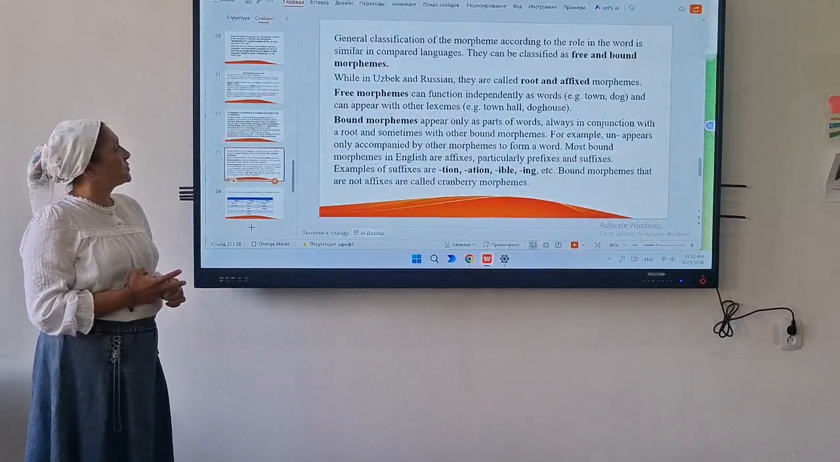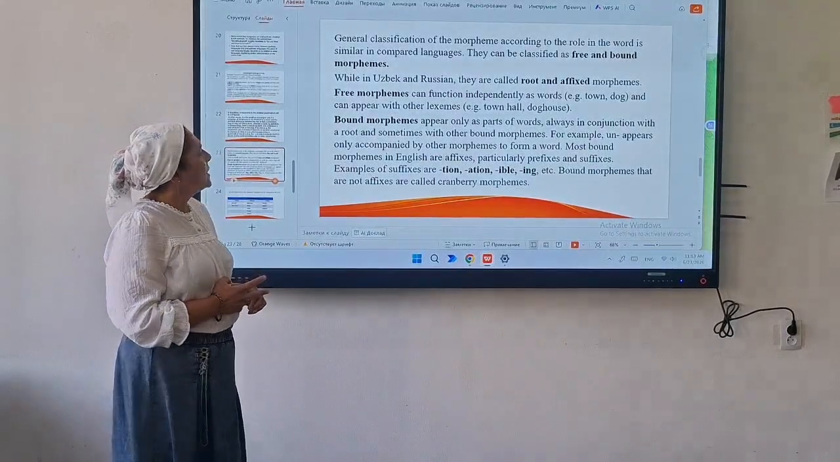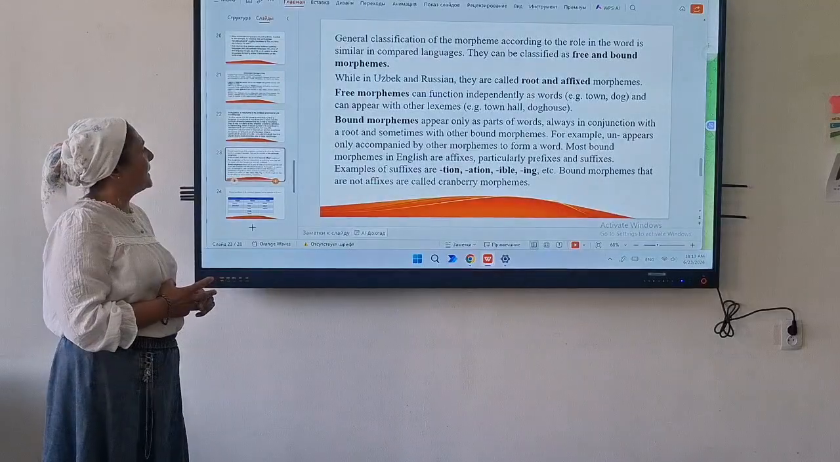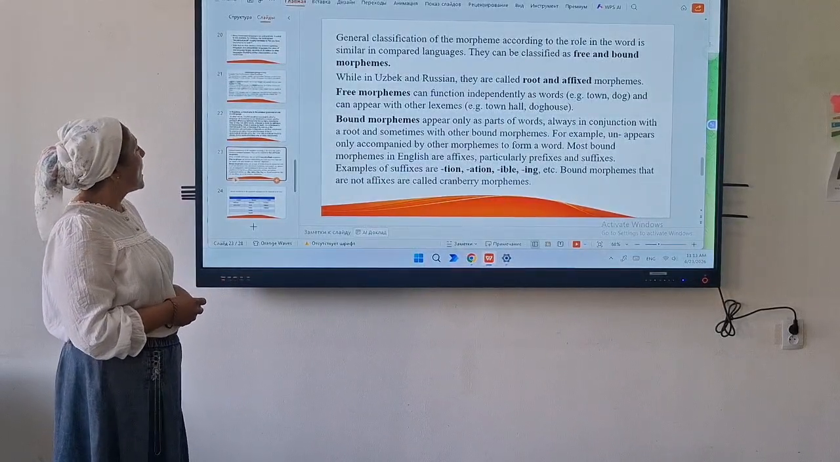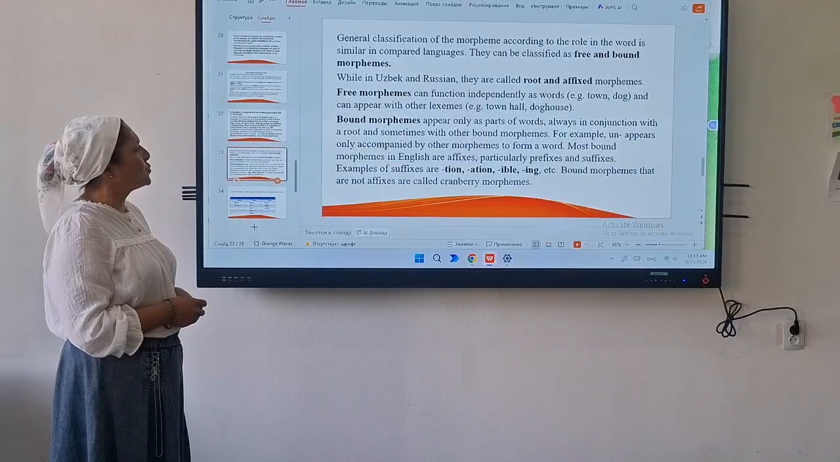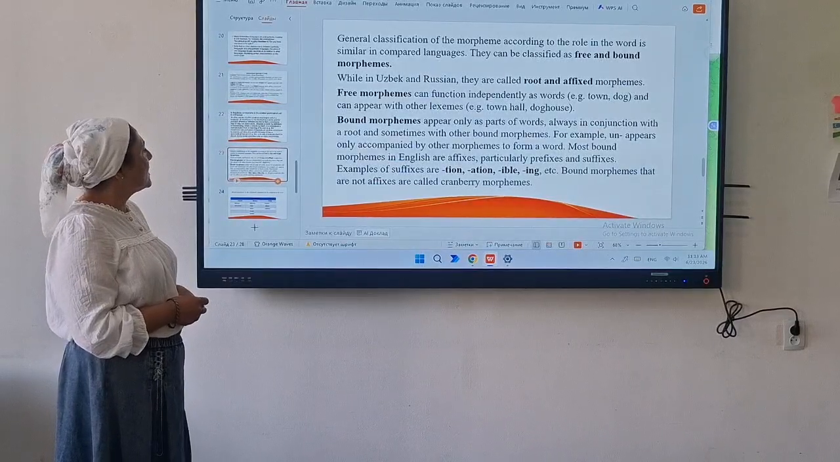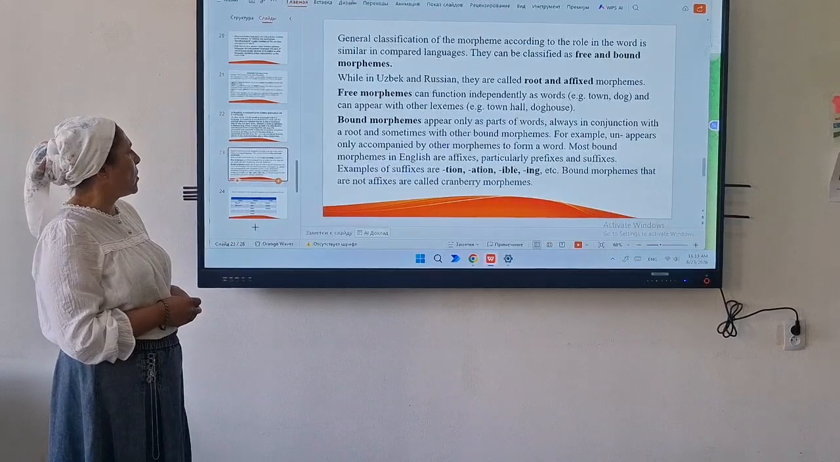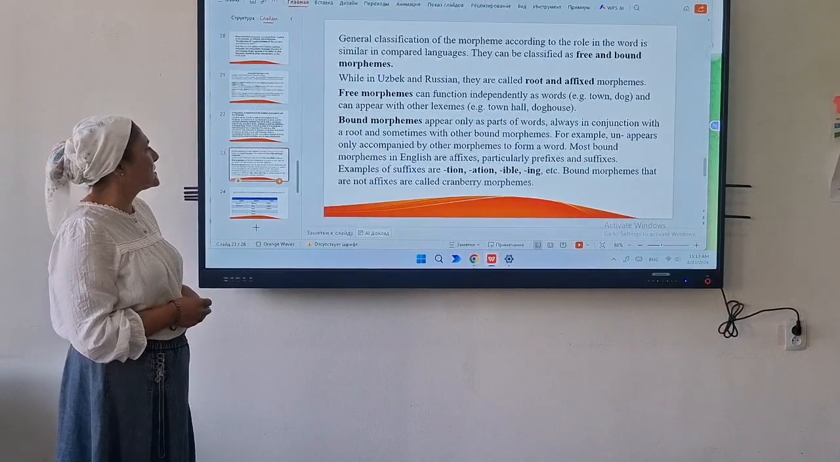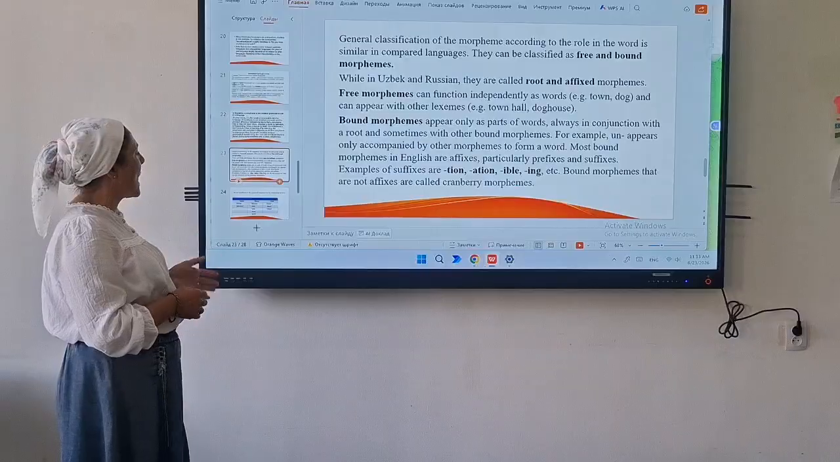General classification of the morpheme according to the role in the word is similar in compared languages. They can be classified as free and bound morphemes, while in Uzbek and Russian they are called root and affixed morphemes. Free morphemes can function independently as words, for example, town, dog, and can appear with other lexemes: town hall, or doghouse.